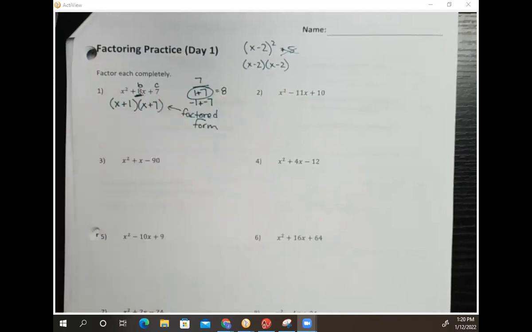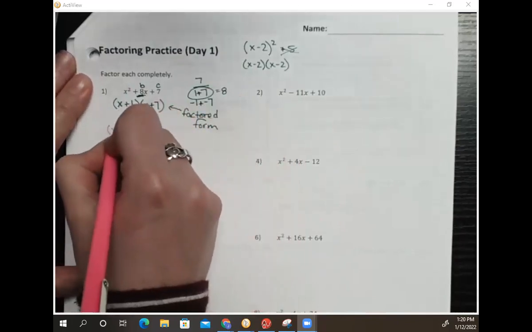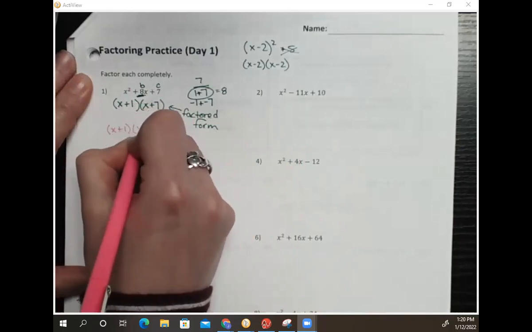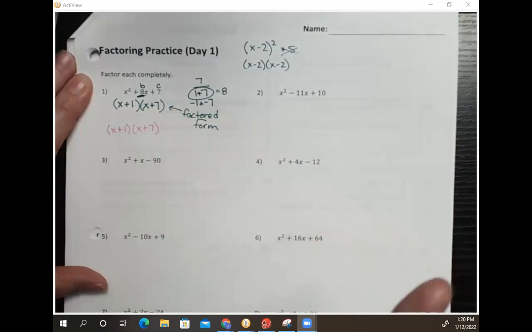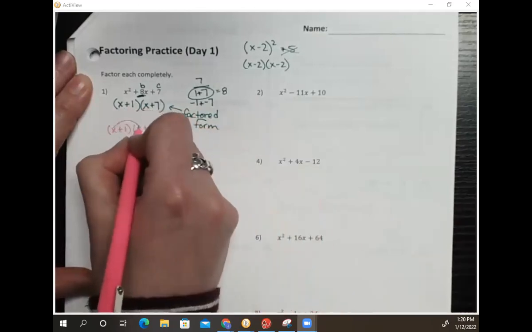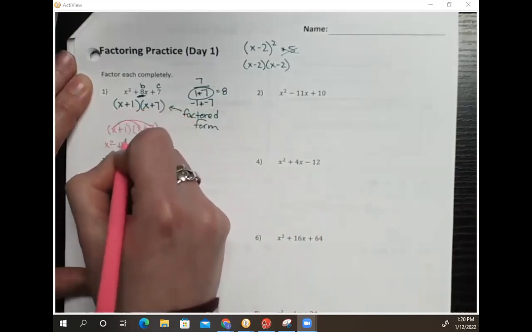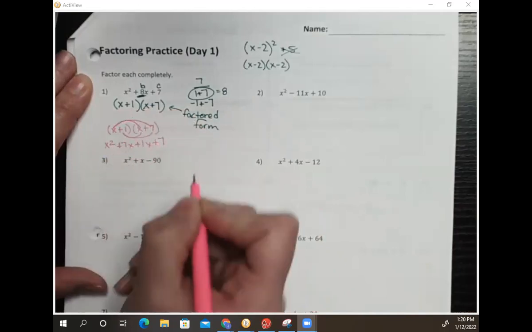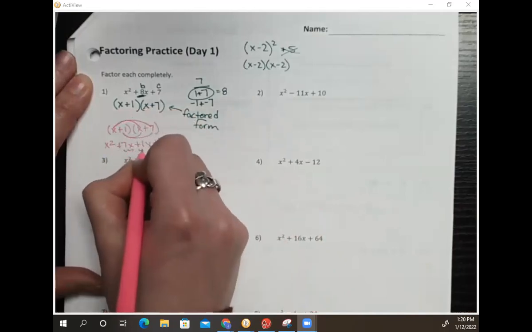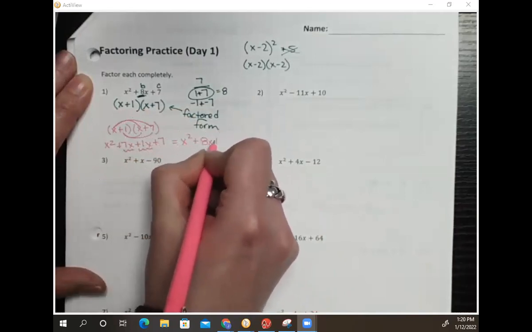We could swap between vertex and standard form. We can also swap between standard and factored form. That means that if I take this, x plus 1 times x plus 7, right? This is saying multiply these two things. If I multiply that, if I distribute here, I have x squared plus 7x plus 1x plus 7. Combine your like terms. We get x squared plus 8x plus 7.